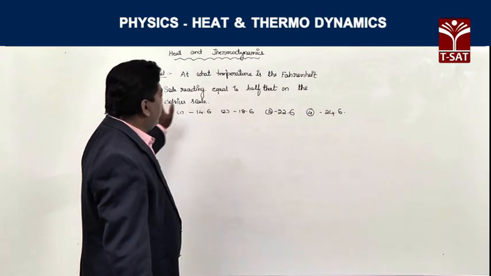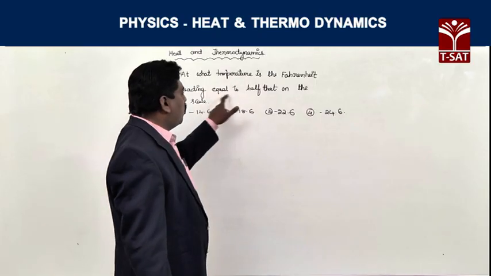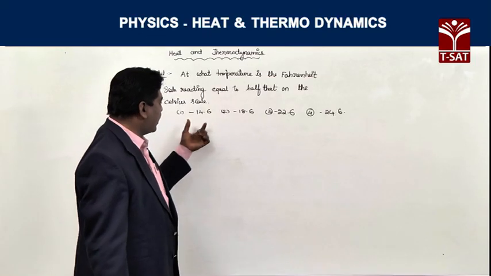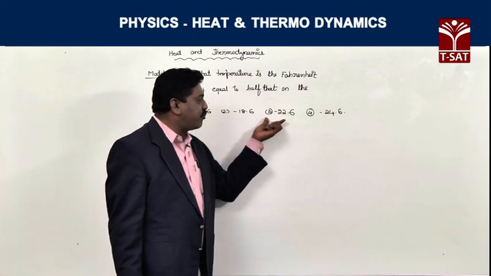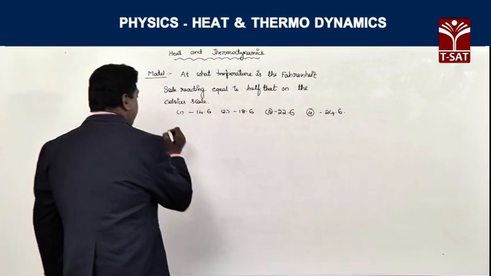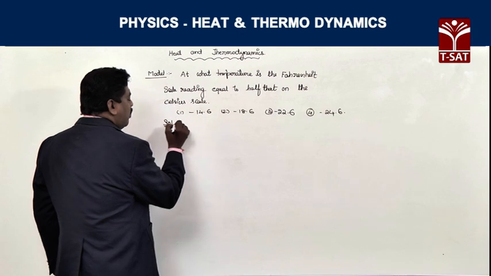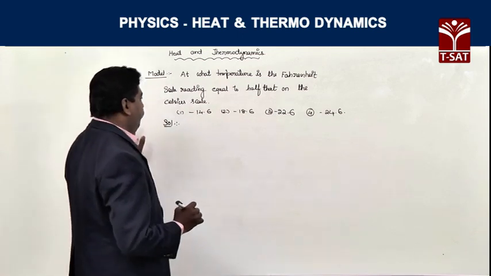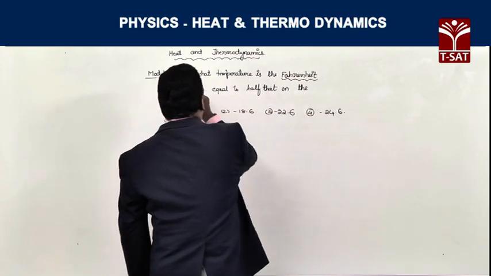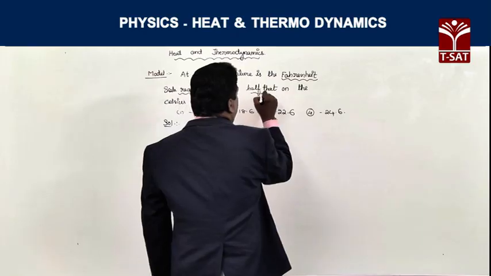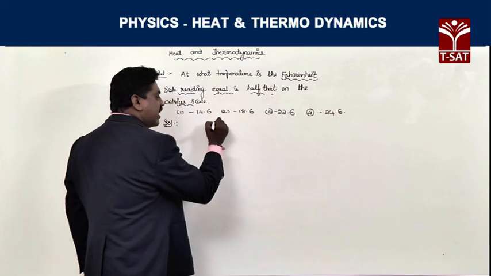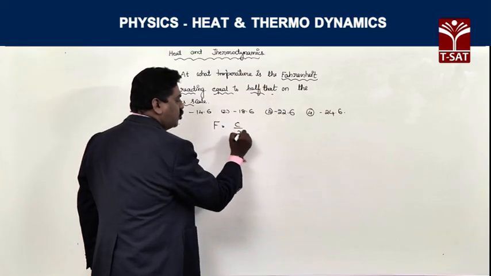At what temperature is the Fahrenheit scale reading equal to half that on the Celsius scale? The options given are minus 14.6, minus 18.6, minus 22.6 and minus 24.6. Let us try to solve the problem. In the problem it is clearly given that the Fahrenheit scale reading is equal to half that on the Celsius scale. That is, F is equal to C by 2.